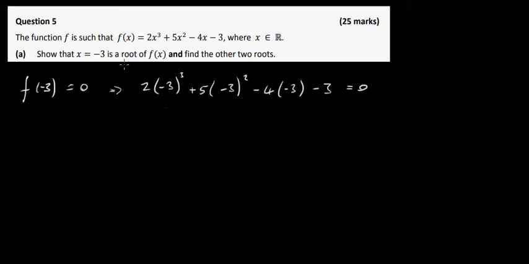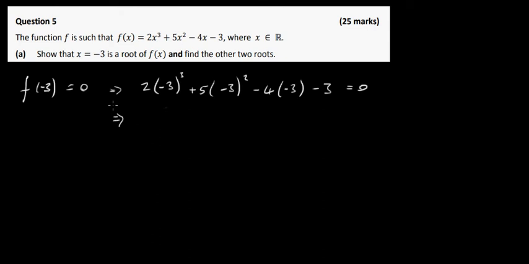So in order to do that, all you've got to do is substitute the minus 3 in for x and you should get 0. In other words, f of minus 3 should give us 0. So I started it here. I put the minus 3 in for x here. Let's just see what we get.